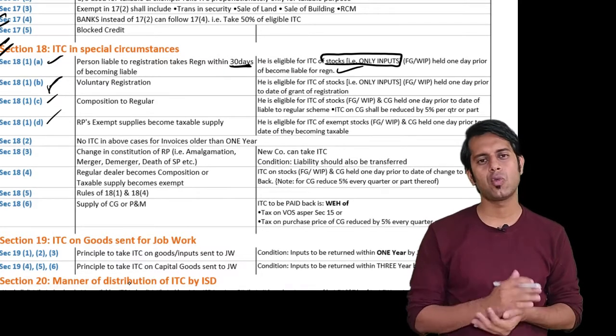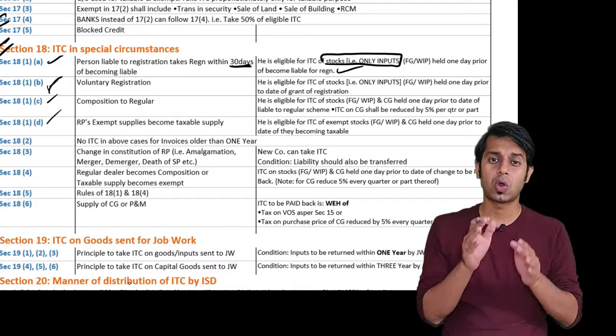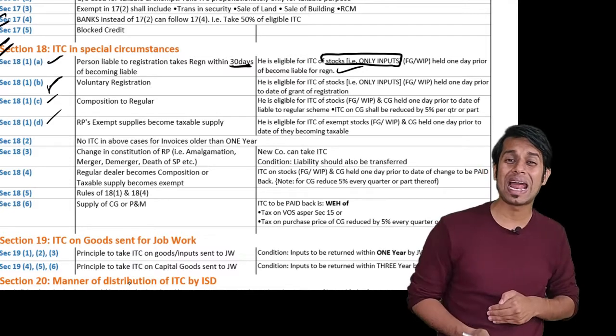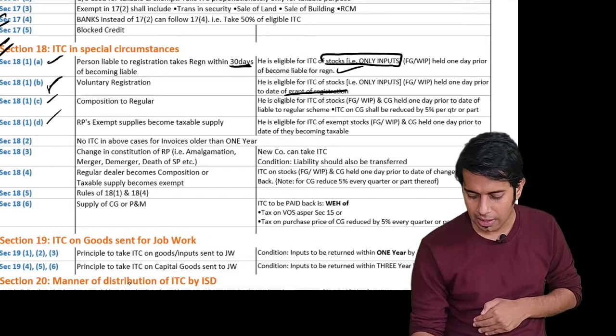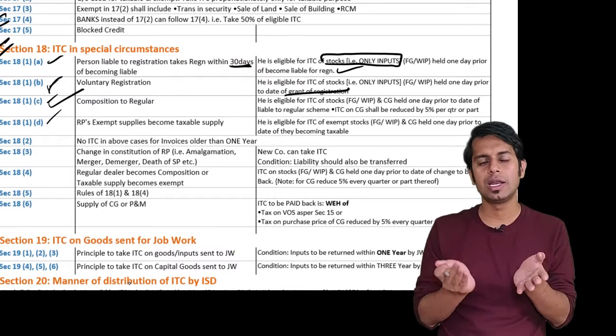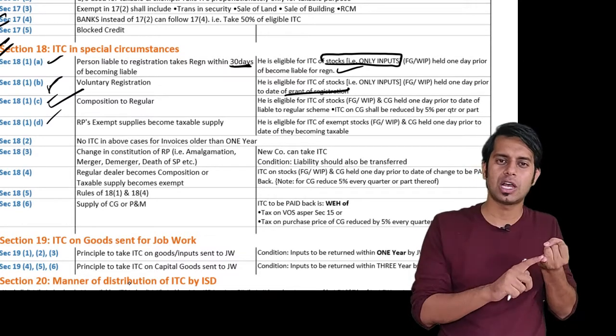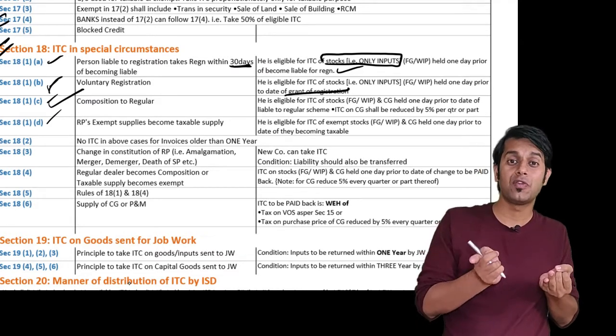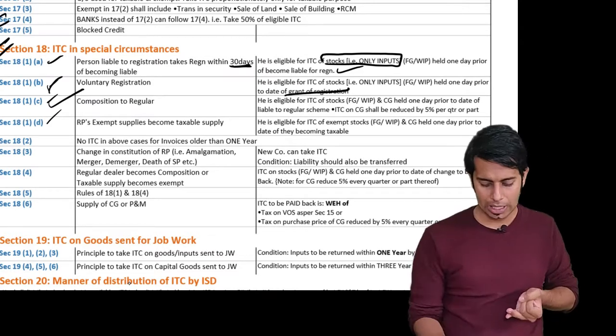Similarly, if I apply for a voluntary registration, I can take input tax credit on all the inputs or stocks which are available one day before the date of grant of registration. Then if I am converting myself from composition dealer to regular dealer, then I can take input tax credit on the stock and also the capital goods which are available one day before that change from composition to regular dealer.